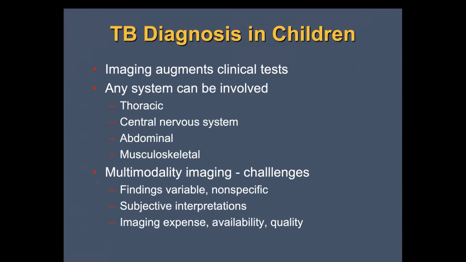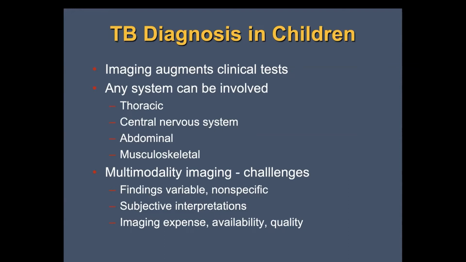Imaging is really important. It really augments all the other clinical tests that you have available to you for TB. And almost any system can be involved, but mostly in children, we're worried about the chest because that's the primary place that we tend to see the pediatric forms of TB developing. And since we have multiple types of imaging that we can use, we often do use them, but mostly we use them more for management of complications of TB than for the initial diagnosis of TB.